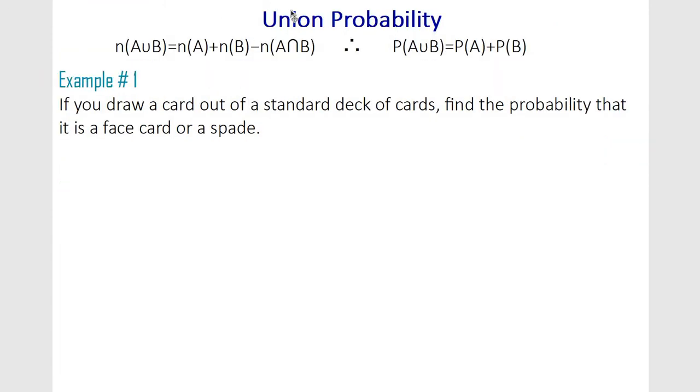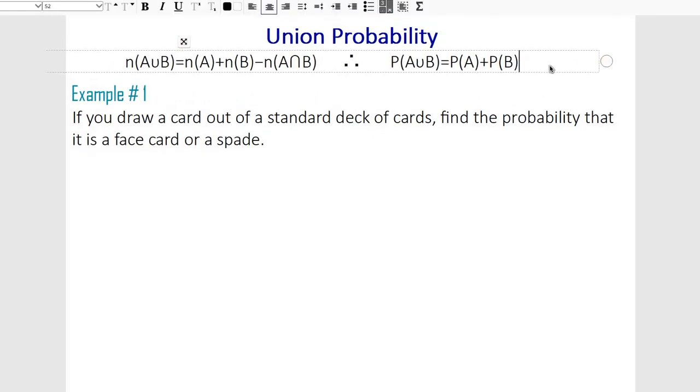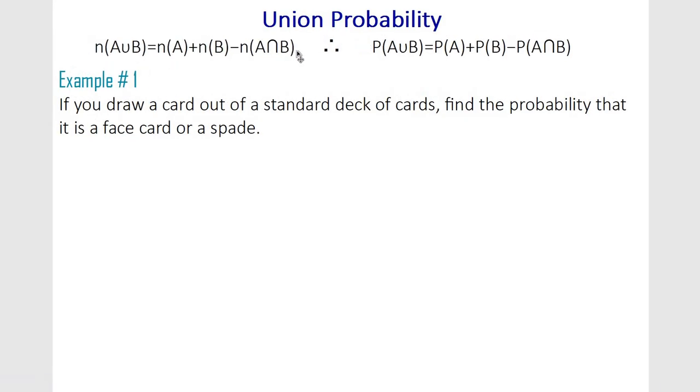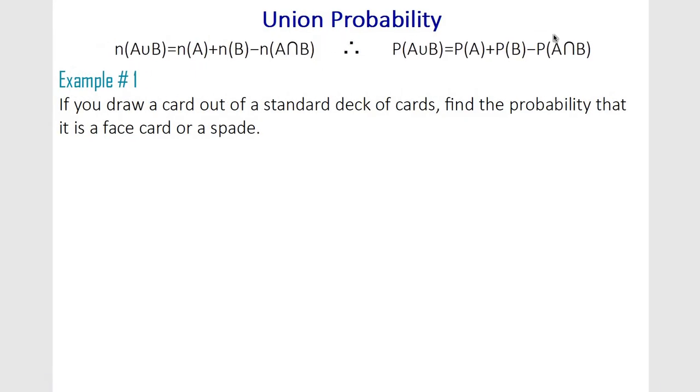So now for union probability, which we've been doing this whole time, A or B. Probability of A or B is the probability of A plus probability of B. Hold up. Minus the overlap. Uh-oh. We gotta get that on there. All right, so you want to correct that on your notes. That was a typo there.